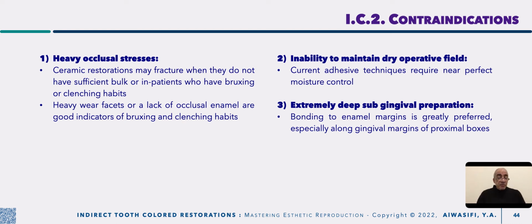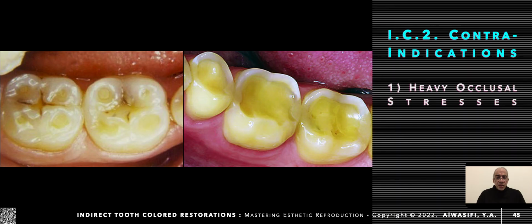Extremely deep subgingival preparations are also contraindicated, because you will not have enough enamel in this area for great performance and proper application of the bonding procedure along the gingival margins of the proximal box. And even if you have enamel at this margin, your bonding procedure will be questionable. This is the case of a patient with severely abnormal or heavy occlusal stresses.